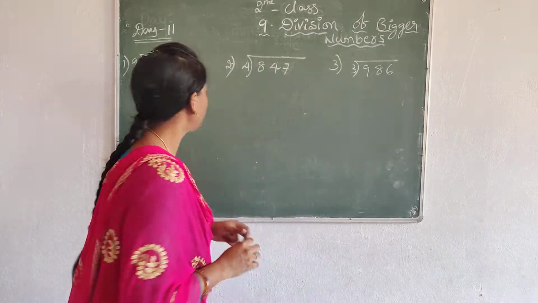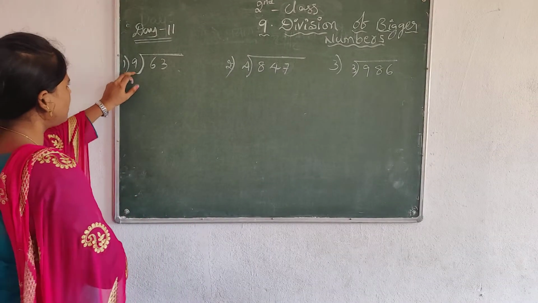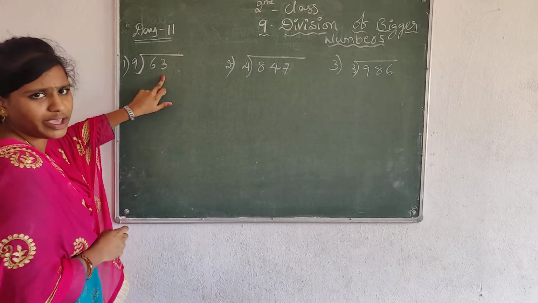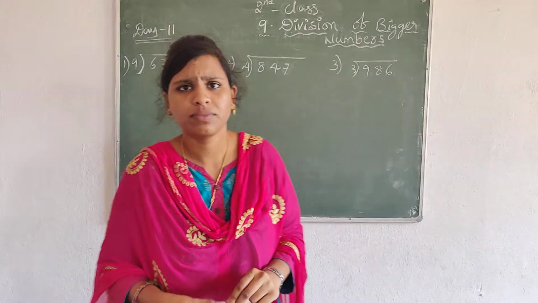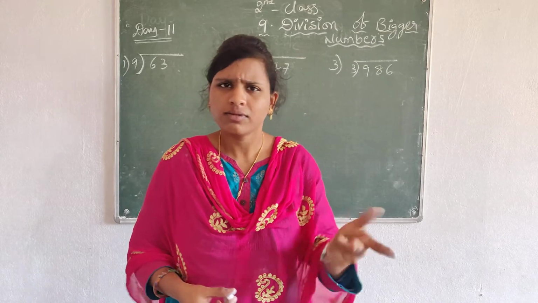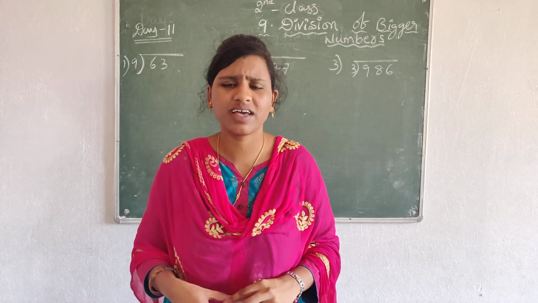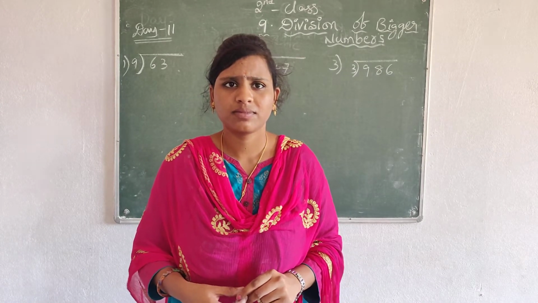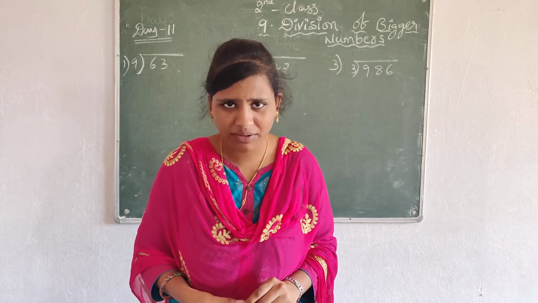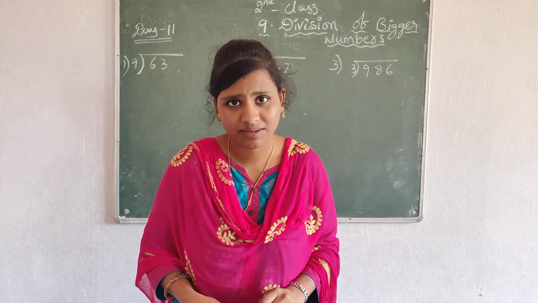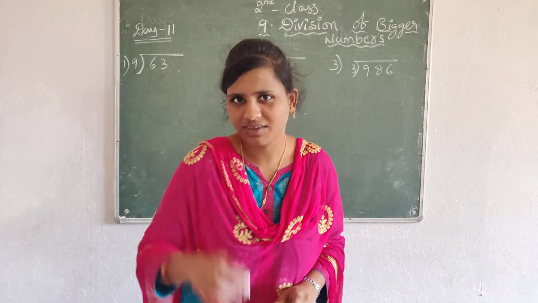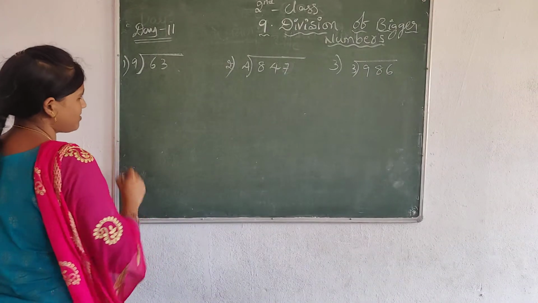All of you see this sum. 9 divided by 63. Okay. 9 how many times cancels 63? Do you know the 9 table? Now you tell me. 9 how many times cancels 63? 9 5s are 45, 9 6s are 54, 9 7s are 63, right? 9 7s are 63.